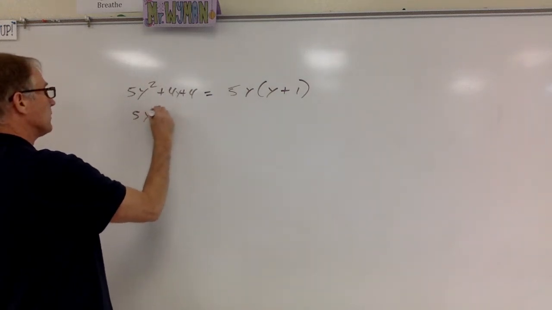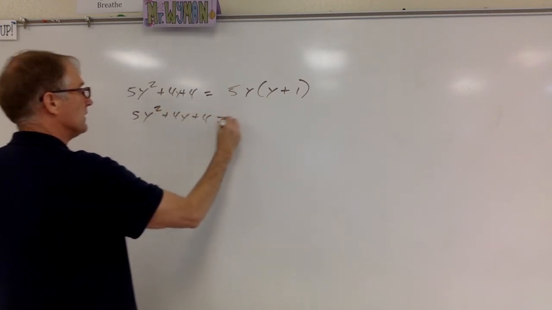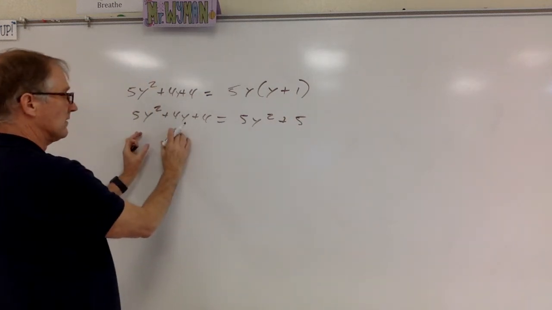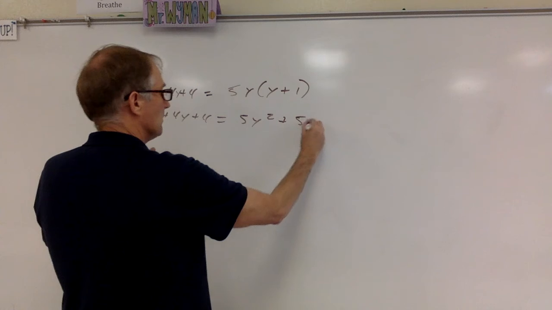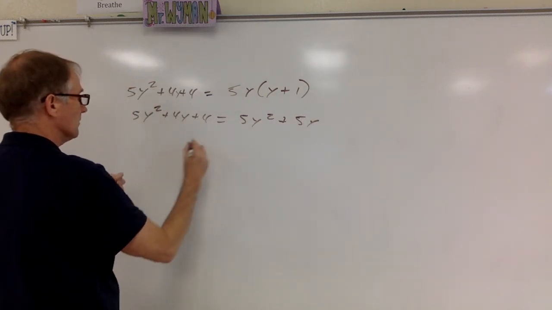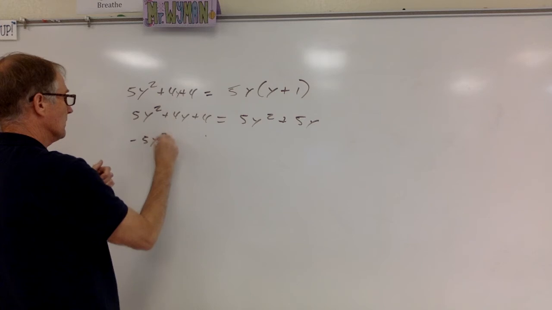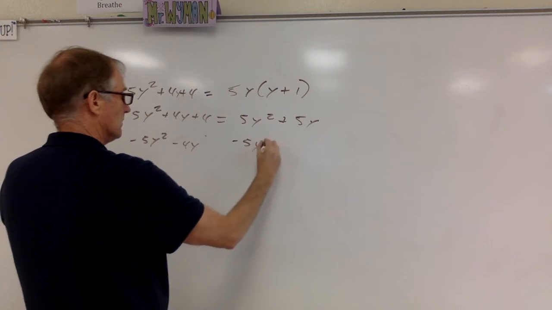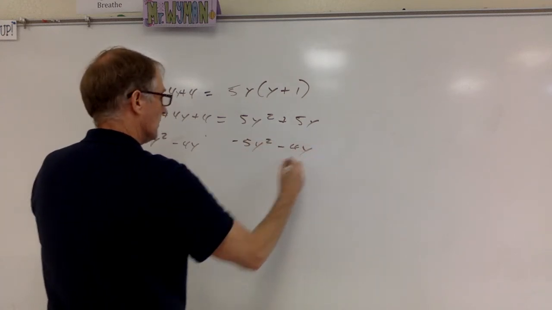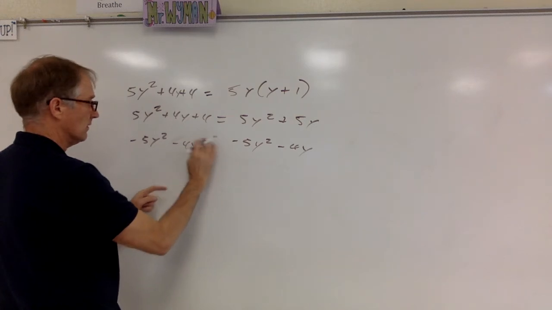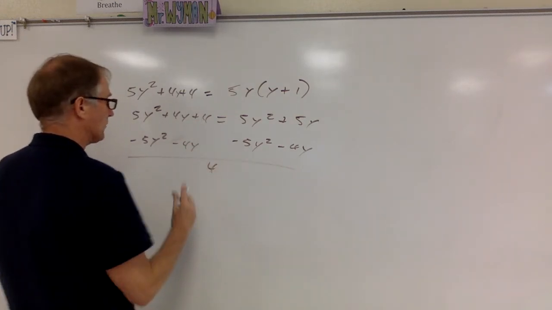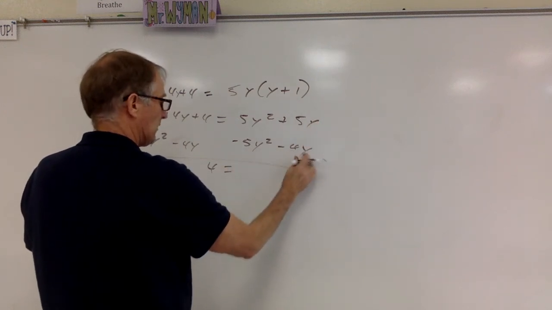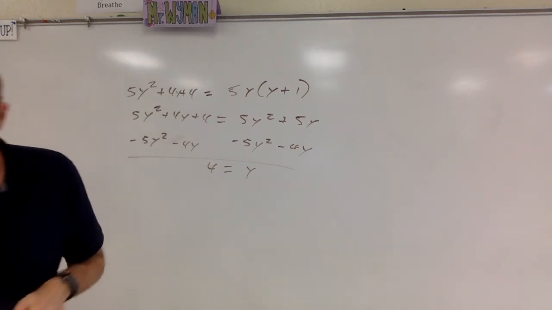So 5y squared plus 4y plus 4 equals 5y squared plus 5y. I'm going to subtract these over here, onto this side. I subtracted this over to here, and I've got my 4 left over. 5y squared minus 5y squared is 0. 5y minus 4y is y, so y equals 4.